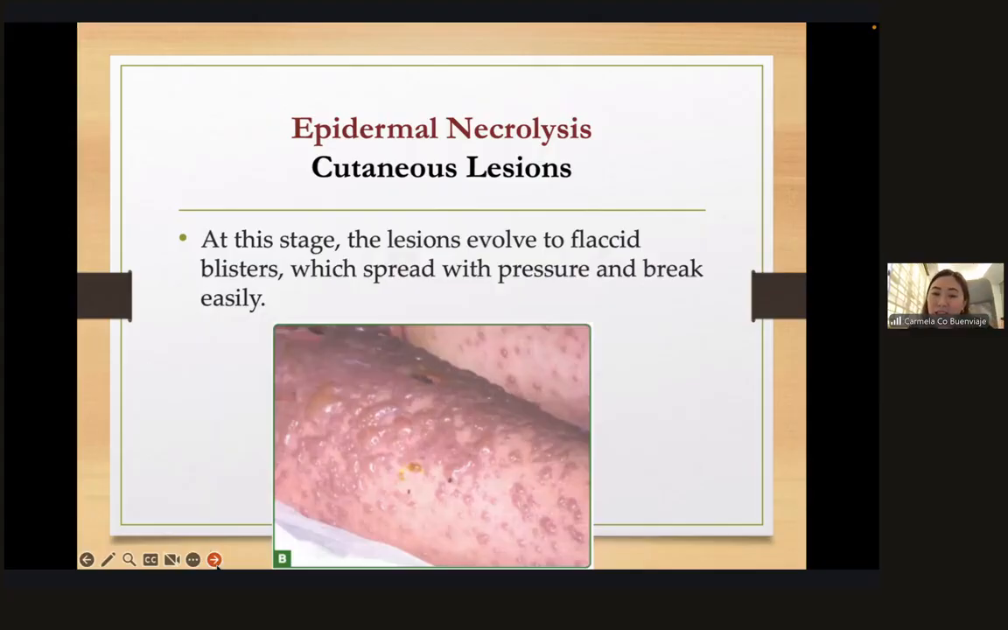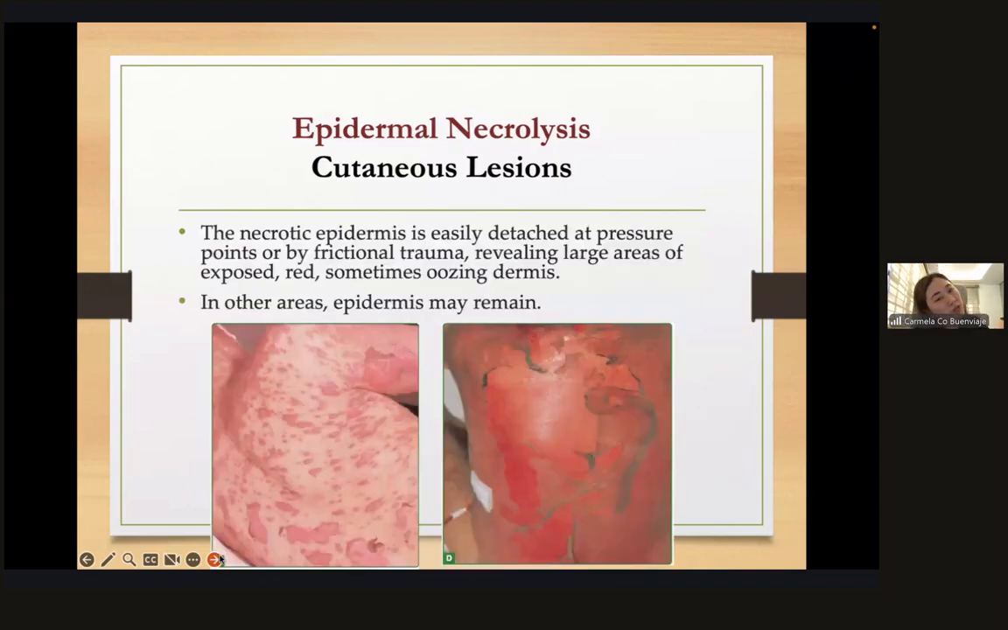So at the next stage, the lesions will eventually evolve to flaccid blisters, which spread by pressure and break easily. It's also a positive Asboe-Hansen sign. The necrotic epidermis is easily detached at pressure points or by frictional trauma, revealing large areas of exposed, red, and sometimes oozing dermatitis. In a few areas, the epidermis may still remain for those that are not erythematous.